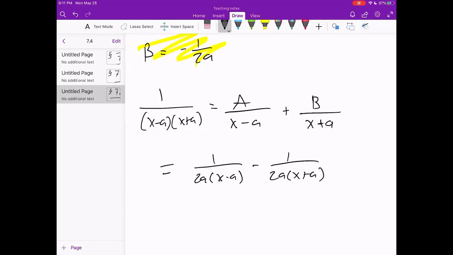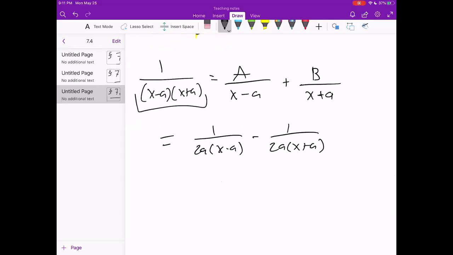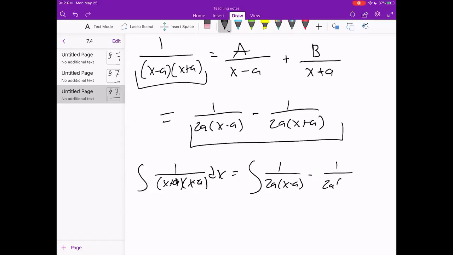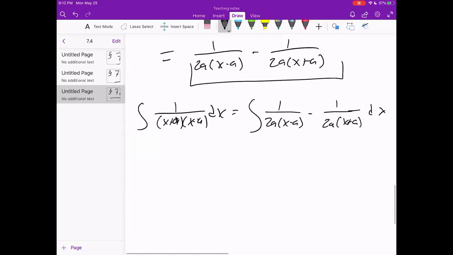And so I can rewrite 1 over x minus a times x plus a as this, which is now something that's easier to integrate. So the idea behind this is the integral of 1 over x plus a, x minus a, dx is going to be the same thing as the integral of 1 over 2a, x minus a, minus 1 over 2a, x plus a, dx. Let me double check. Yeah, I was just making sure that my work was all correct up until here. I wasn't writing down something completely wrong.